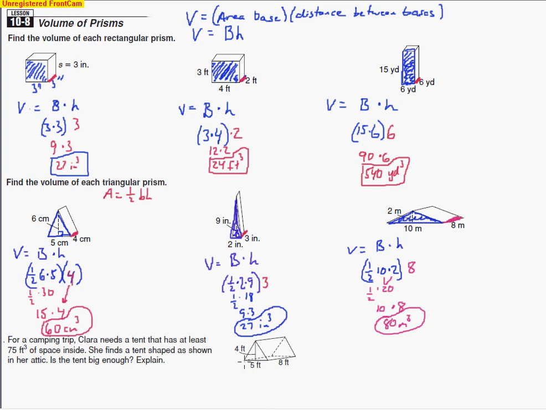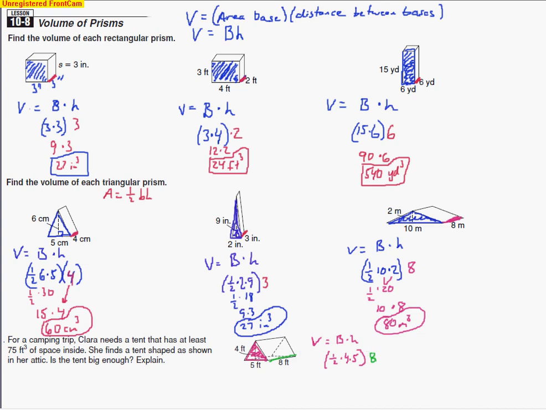So let's find out. Well, we've got to find the volume of this. She needs a 75 cubic feet tent. So for the volume, we start with the area of the base times the height. Well, the base is just this triangle. We've got to find its area. So this stuff right in here. So it's just 1/2 times 4 times 5. Now the height, that's the distance between the two bases. So you see here's one base here, here's the other one in pink. Well, the distance between those two is 8 feet. So we've got to multiply that by 8.